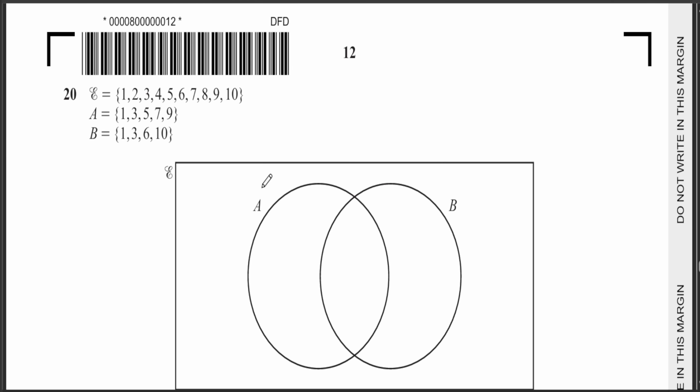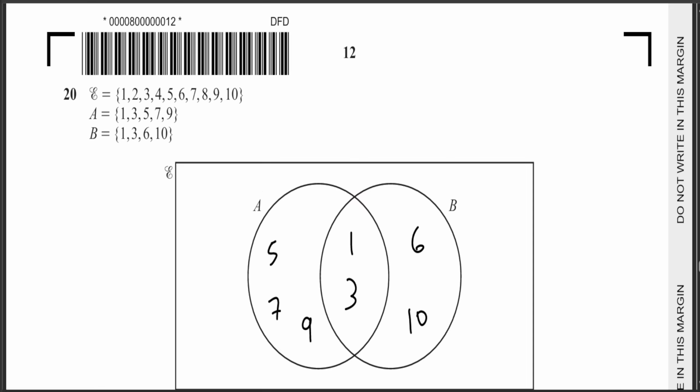Okay, so the ones that are in set A include 1, 3, 5, 7, 9. The ones that are in set B are 1, 3, 6, 10. But the ones that are common in A and B are 1 and 3. So now in set A, you just remain with 5, 7, and 9. So you'll have 5, 7, 9. And the ones in set B will be 6 and 10. So this is 6 and this is 10.